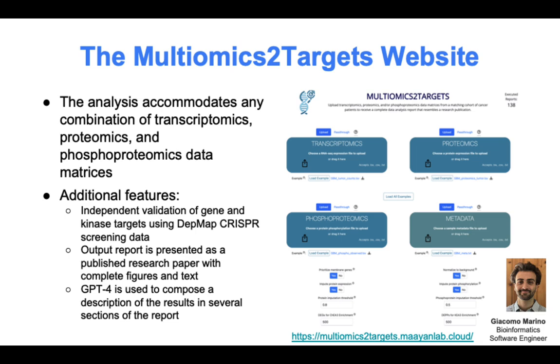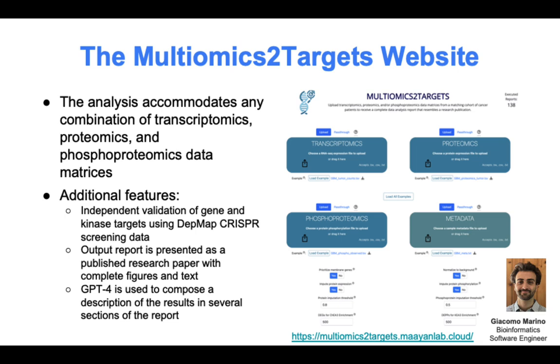And then additional features that are part of this site are independent validation of those gene and kinase targets. So we use CRISPR screening data from DepMap. This is a cancer-specific validation, but we use that as an independent measure of whether those predicted targets are shown to be meaningful for tumor cell survival. So this is an extra measure of whether targeting this gene or kinase is going to be effective in removing the tumor cell.